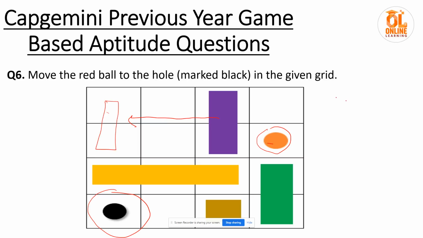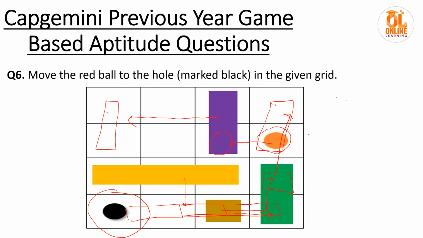Second, we can shift the ball to one place. Then we can shift this green box upwards here. Then we can move the brown box first here, then here. So it will be present at this position. Then we will move this yellow box one downwards. It will be here. Then one position rightwards. So it will be like this now.